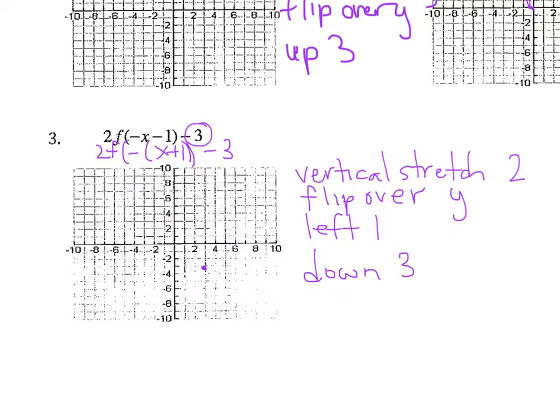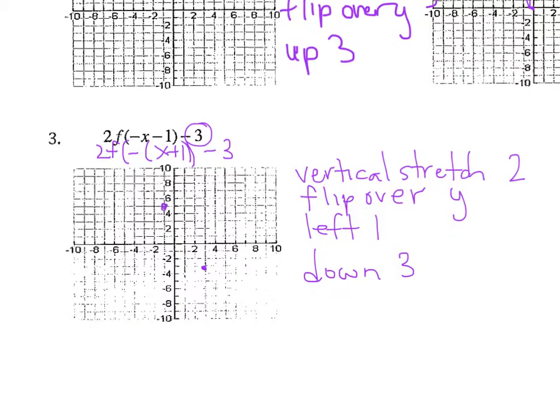My second point, (0, 4). Vertical stretch by 2, so it becomes (0, 8). Flip it over the y, nothing changes. Move it left 1, so (-1, 8), and down 3, (-1, 5).